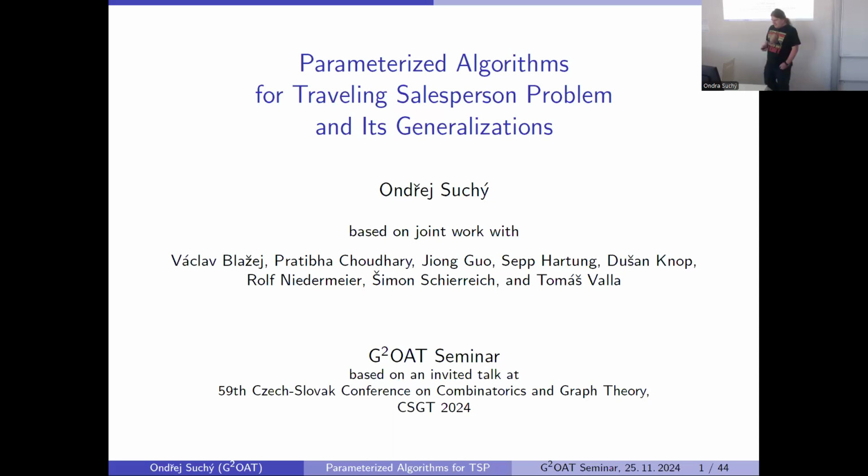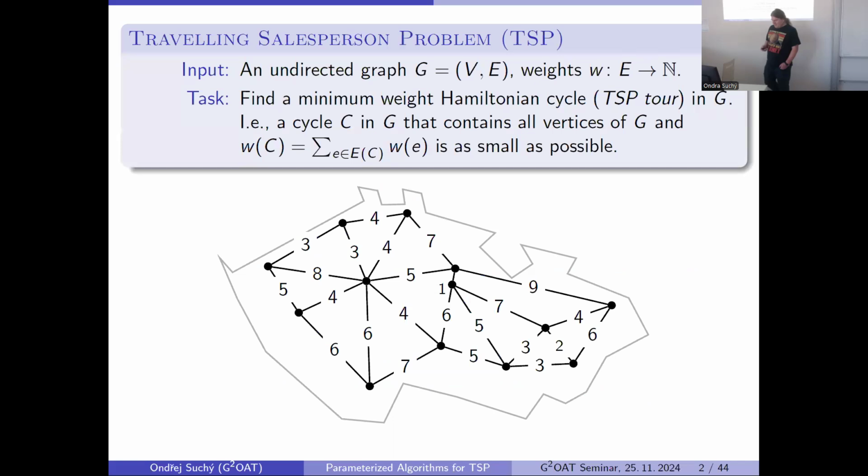So yeah, what is TSP, so that we are all on the same page? The input is an undirected graph with some weights on edges, which represent lengths of the edges. And the task is to find a Hamiltonian cycle, which is a cycle that contains all the vertices of the graph, such that the cycle has the minimum length, counted as the total sum of weights of the edges on the cycle.